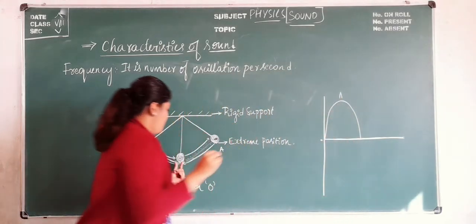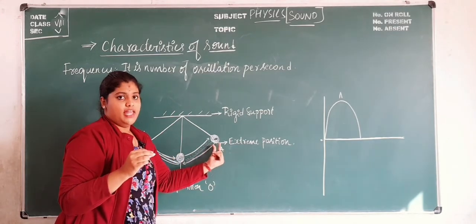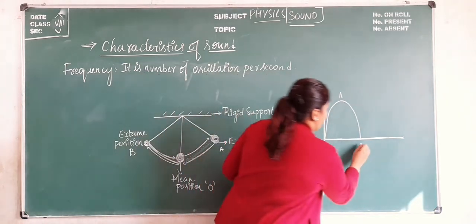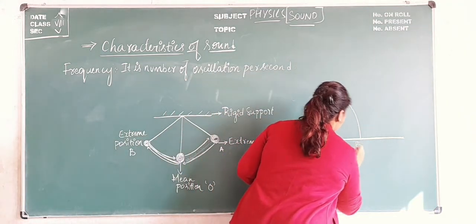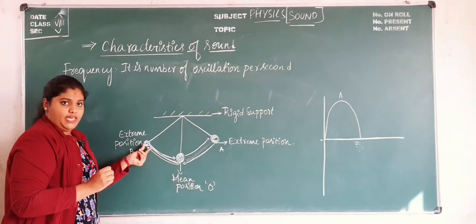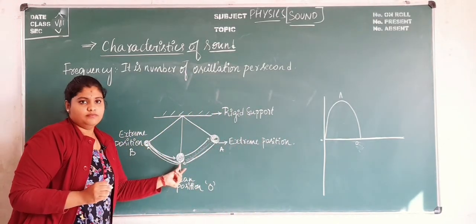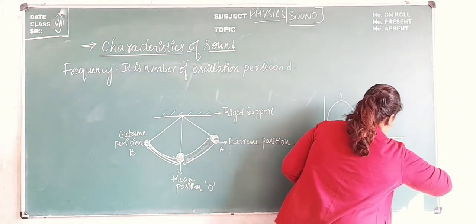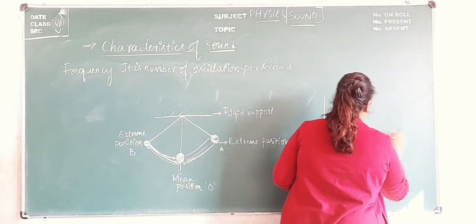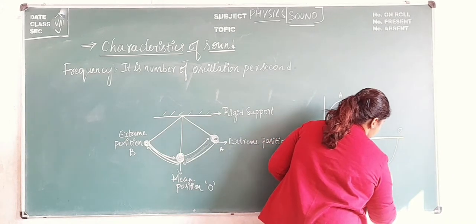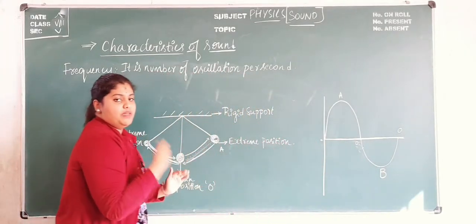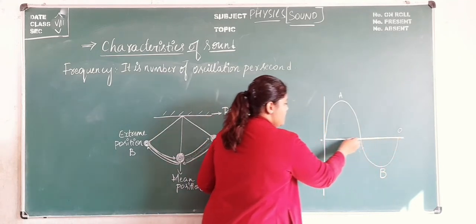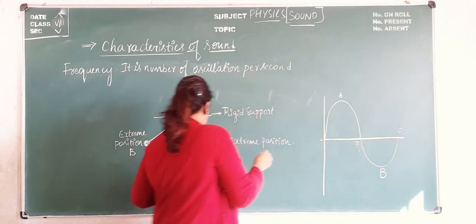So first the box moves from position O to A, then A to O. Then O to B and B back to O. So this is A, this is B. This oscillation can be represented through a wave. So if this horizontal line is a mean position, first it will be mean position.